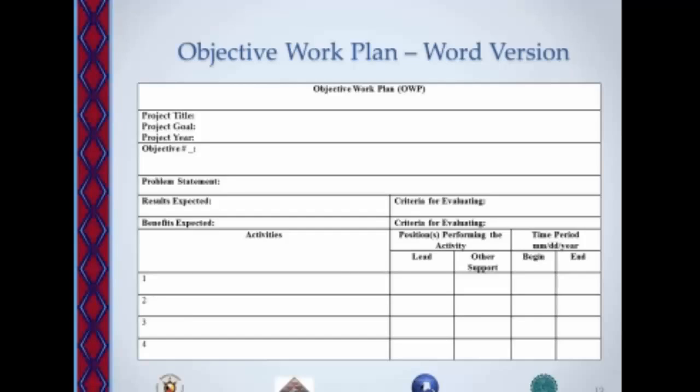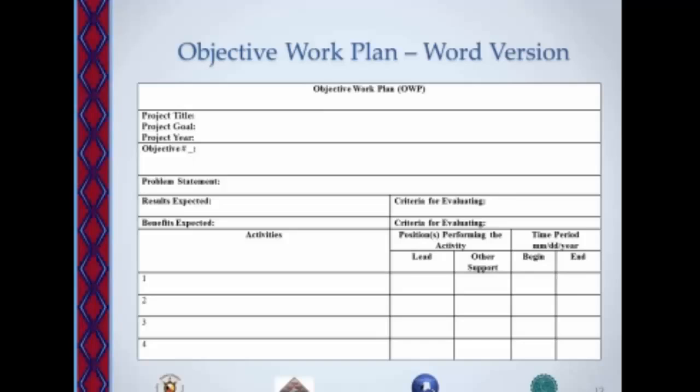I'm going to enter that. And remember, I said you needed to have your project goal. Well, you're going to need to enter it right here on this form. Then you're going to enter your project year. Under the objective number, you're going to put Objective 1, Objective 2, or Objective 3.